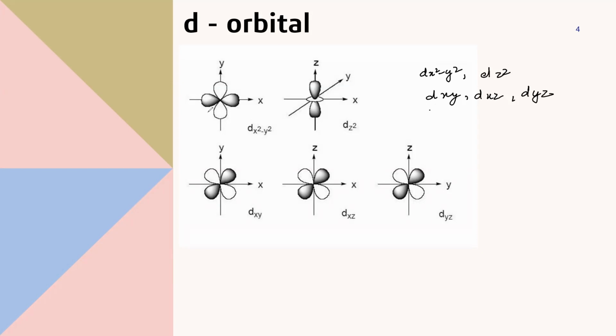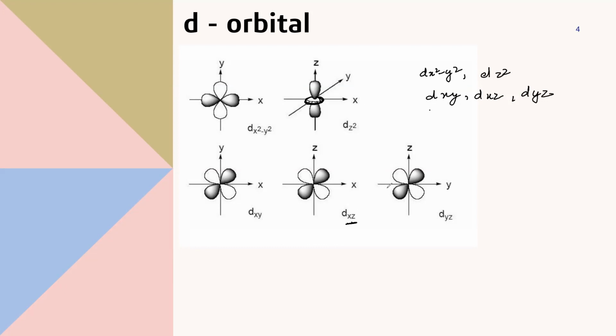X square minus y square is symmetrical about the x and y axis, and z square lies on the z axis and has a lobe here. This is a ring along the xy plane. Then we have xy. xy lies in the xy plane. yz will lie in the yz plane. And xz will lie in the zx plane.